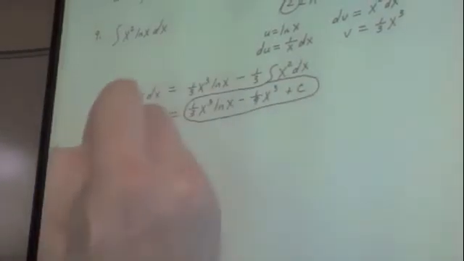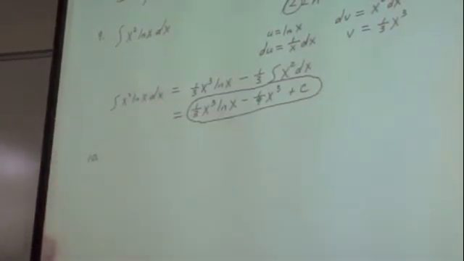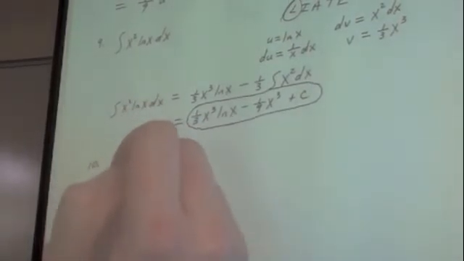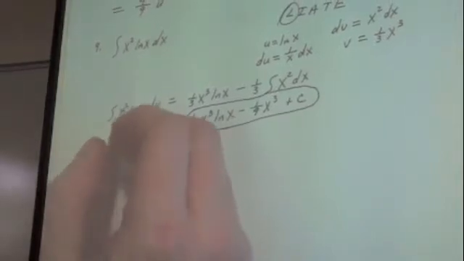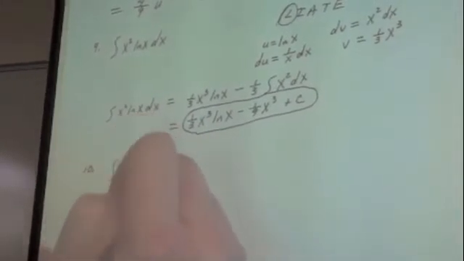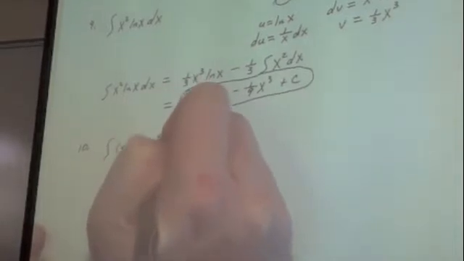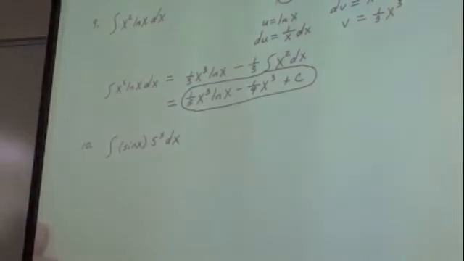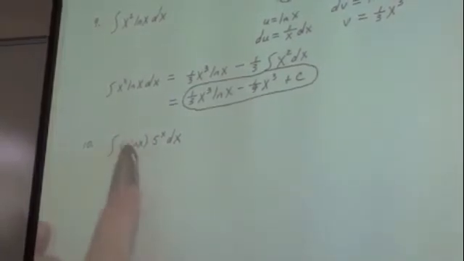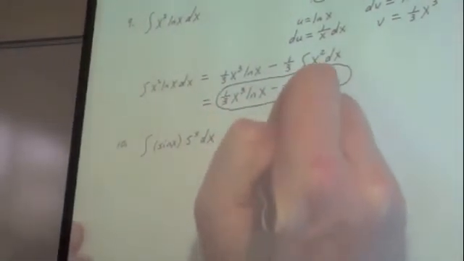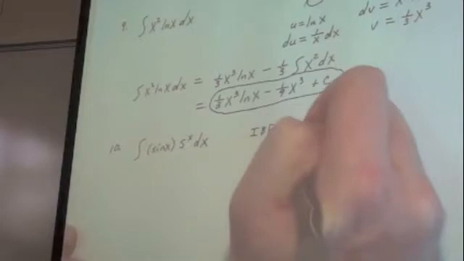Number 10. So in 10, this is our second integration by parts problem. You have a trigonometric function, sine of x, times an exponential function, 5 to the x dx. Any time you have a problem that looks like this, every single time you have a trig times an exponential, you should be thinking this is integration by parts, but it's the cycle type.